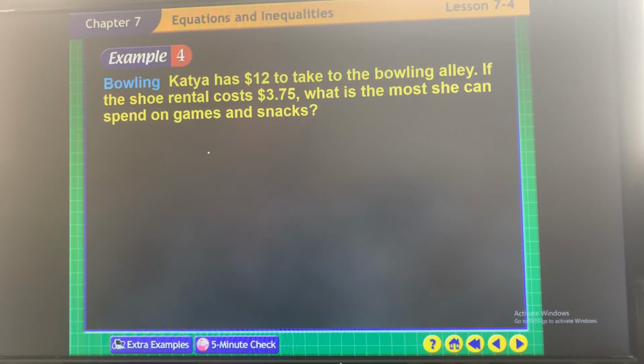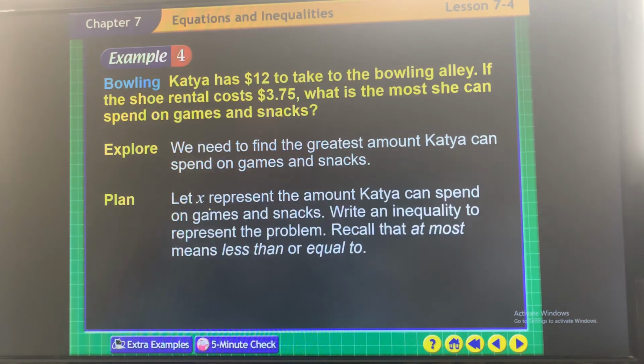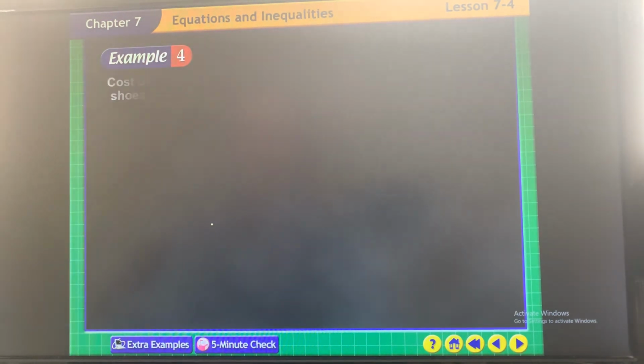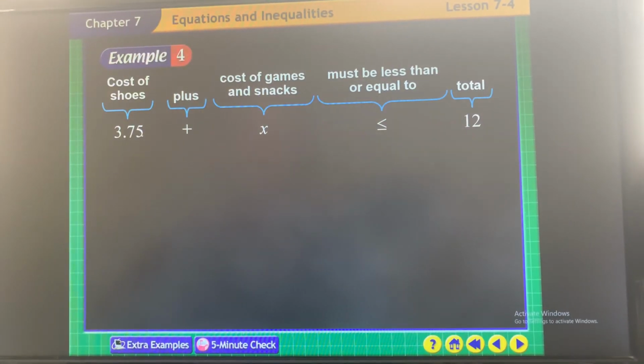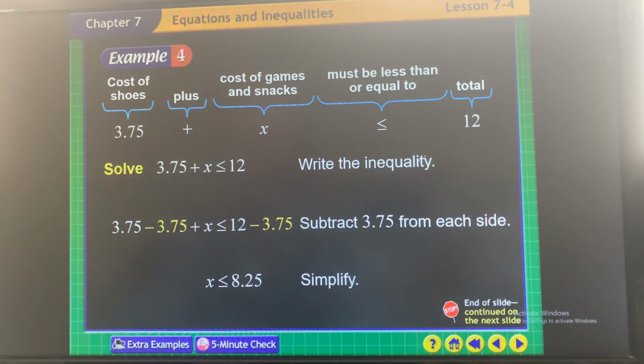Kayla has $12 to take to the bowling alley. If the shoe rental costs $3.75, what's the most that she can spend on games and snacks? So here we have our representation of her shoes plus snacks has to be less than or equal to 12 because she only has $12. Okay, so I'm going to go ahead and solve that, and I'll find out that she has to spend less than or equal to $8.25 on snacks.